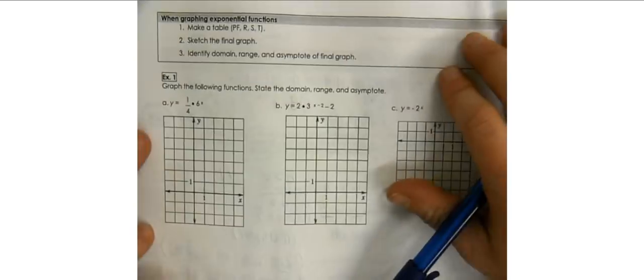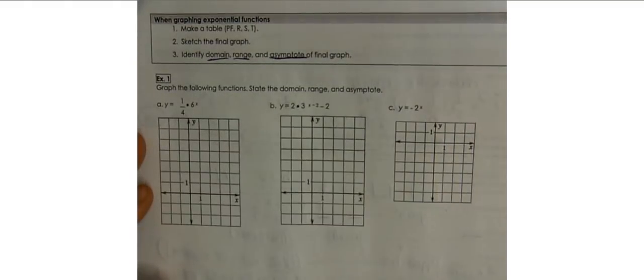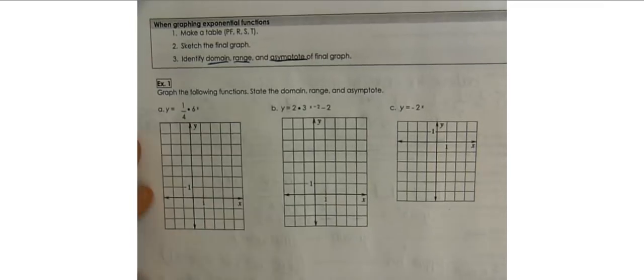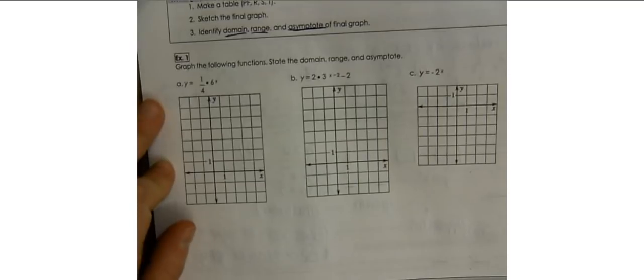Going to graph 3 different functions by making a parent function, reflection, stretch, shrink, translation table. So we're going to make the table, we're going to sketch the final graph, and then we're going to identify the domain, range, and asymptote. So on your homework, please make sure that you have all of that information for every single graph that you are assigned. So we're going to graph y is equal to 1/4 times 6 to the x power.